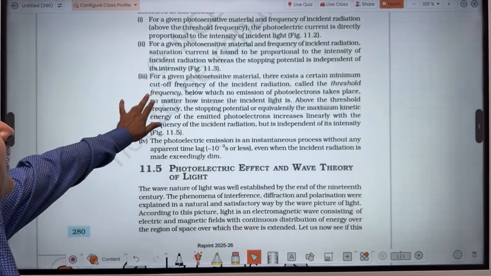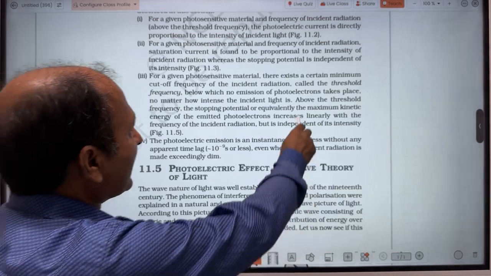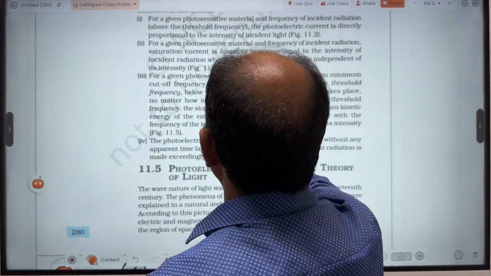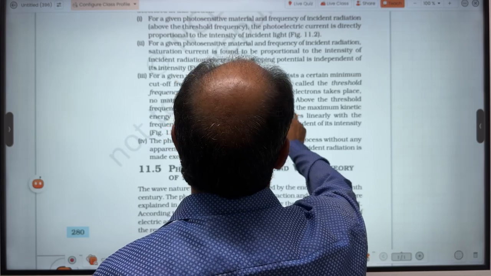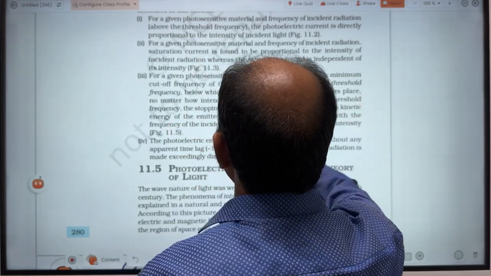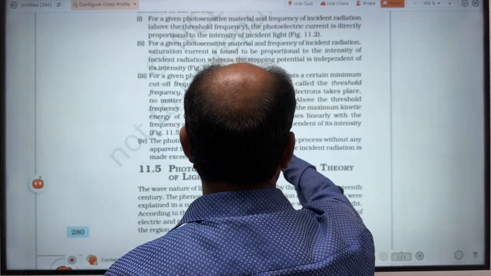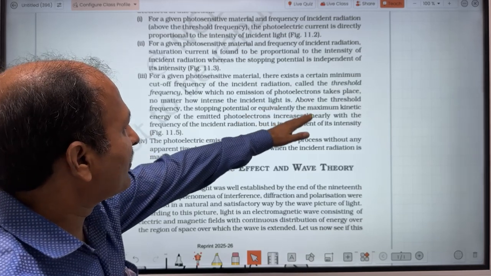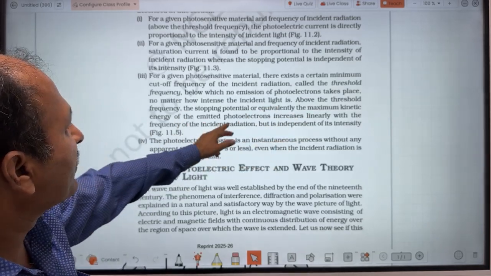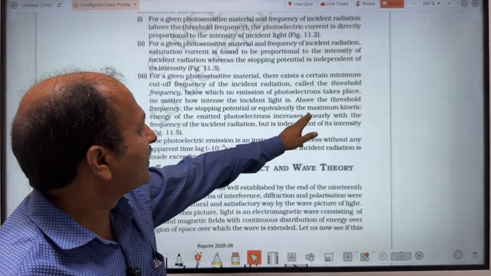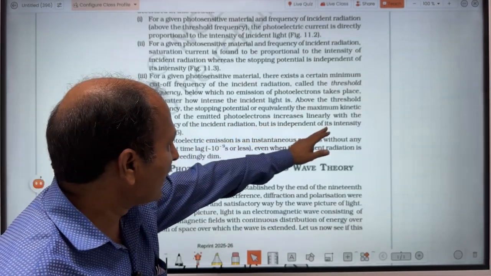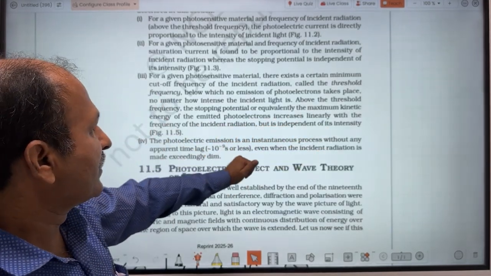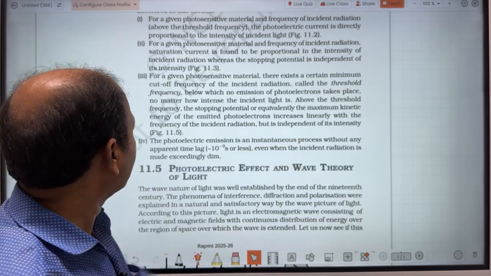Then for a given photosensitive material, there exists a certain minimum cutoff frequency of the incident radiation called the threshold frequency, below which no emission of photoelectrons takes place, no matter how intense the incident light is. Above the threshold frequency, the stopping potential, or equivalently the maximum kinetic energy of the emitted photoelectrons, increases linearly with the frequency of the incident radiation, but is independent of its intensity.